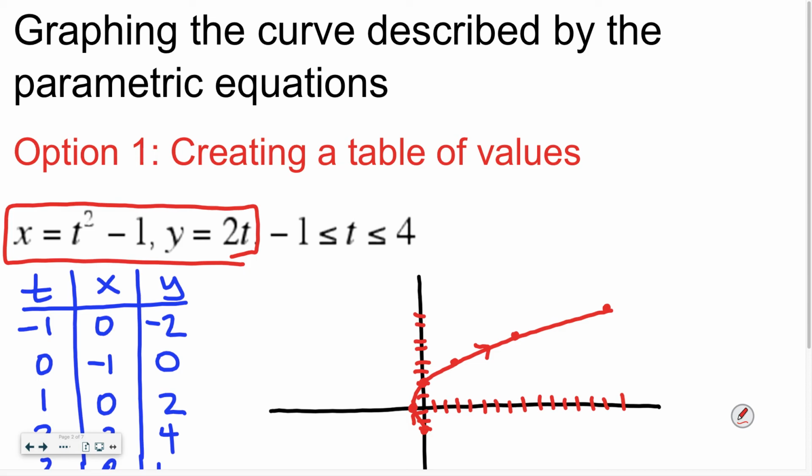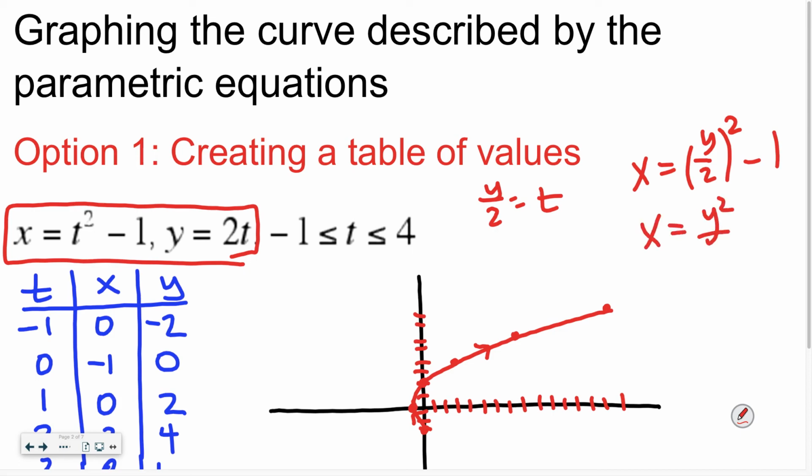That is in fact a good idea. Marina, which one did you solve for t in? I solved for x. Okay, look up here. Don't use the x equation. You don't want a plus or minus, in order to be able to plug in. So y over 2 equals t. Therefore, x equals y over 2, the quantity squared, minus 1. Same answer. So we have a sideways parabola shifted back 1 that's a little bit wider.